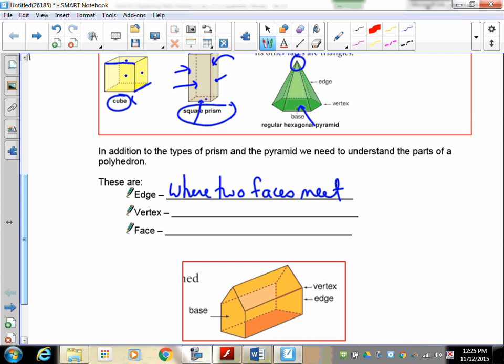A vertex is where edges meet. We commonly call these corners. So here's an edge from the front and the right, and that point right there where they meet and make the corner is called the vertex. The plural of vertex is vertices. And a face is a flat surface. In our case, our flat surfaces are going to be polygons.